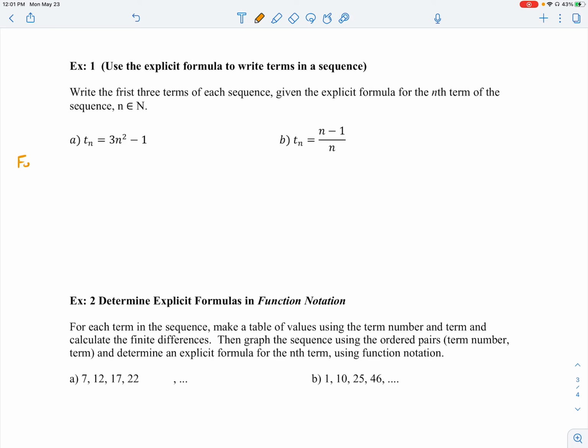So for the first term, okay, this is going to be when n equals 1. So we'll have to substitute 1 in for n, there and there. So 3 times 1 squared is 3. 3 minus 1 is 2. So that's the first term. It's going to move this over a bit.